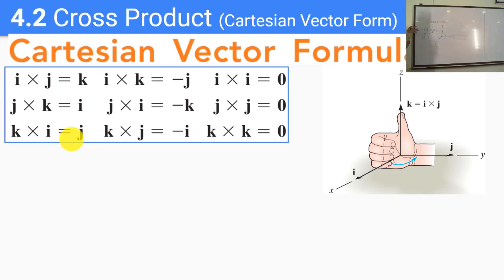So these are the basic operations, and using the anti-commutative property we can already figure out the other three. One more thing to note: whenever we do the cross product of two identical unit vectors, so i cross i, this is going to be 0. Why? Because anytime we choose the same vectors, the angle between them is 0, and sine of 0 is 0, which means the magnitude is going to be 0. So i cross i is equal to 0, j cross j is equal to 0, and k cross k is equal to 0. So this completes our Cartesian vector formulation.